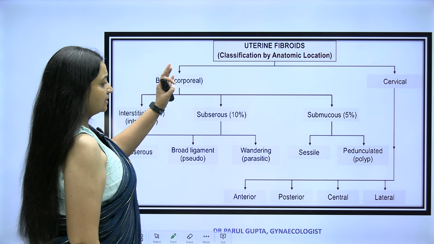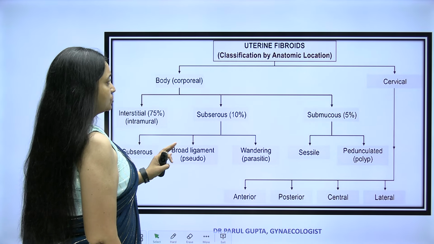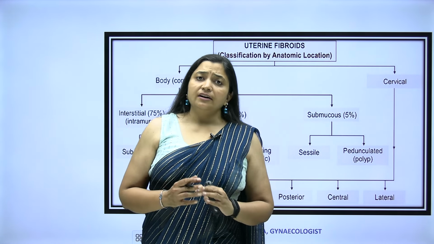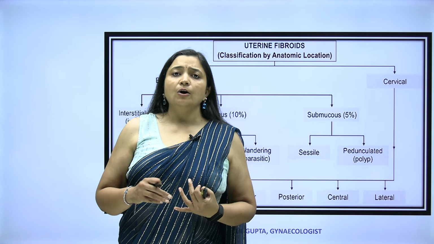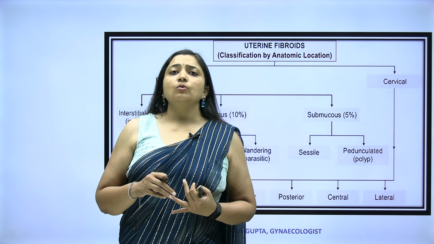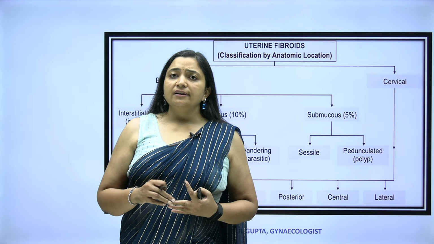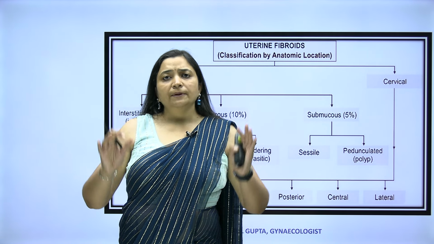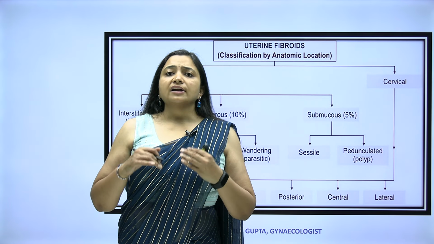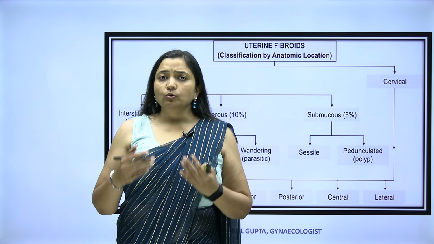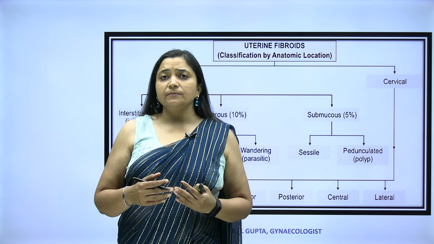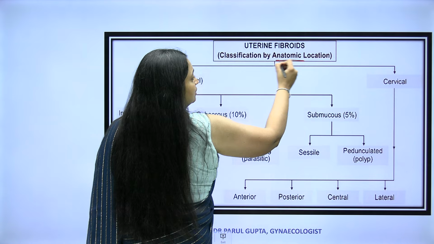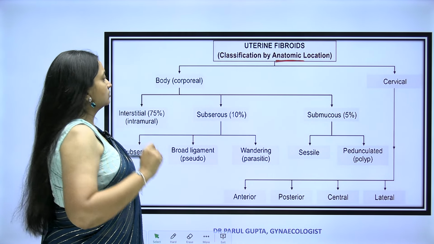Now, this is a classification based on the anatomical location. So by now we understand what a fibroid is, how it is formed, what the role of estrogen is, and what the risk factors and protective factors are. Now if we have a patient with fibroid, how will we classify the patient and what will we do with it? How will we understand the symptoms and the pathology? So it all depends on the anatomic location and the size also.